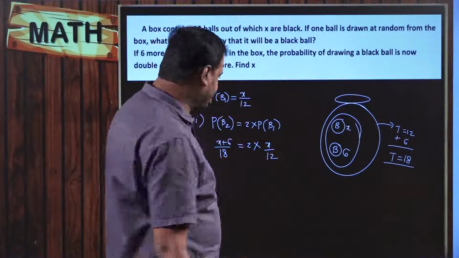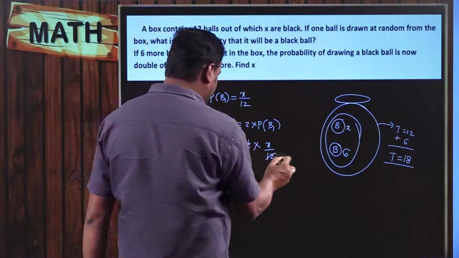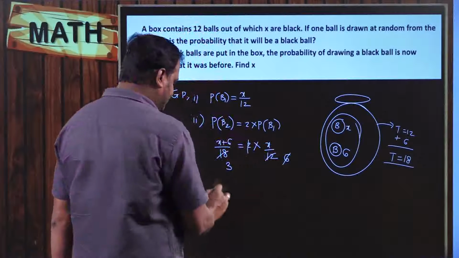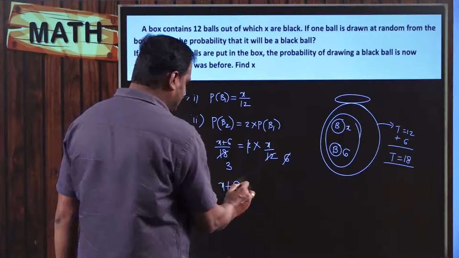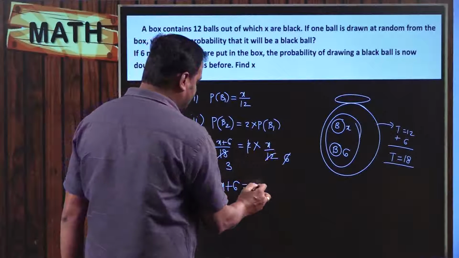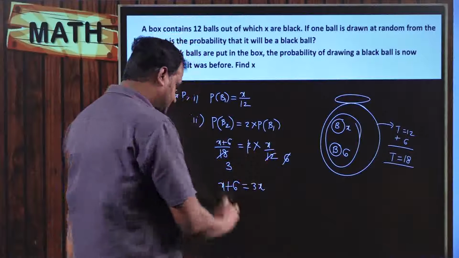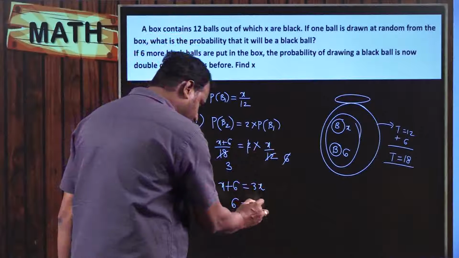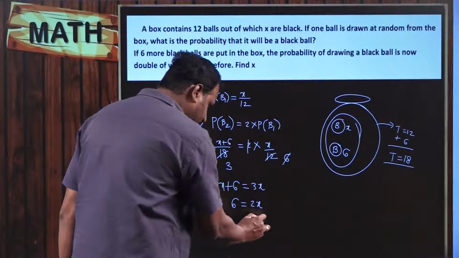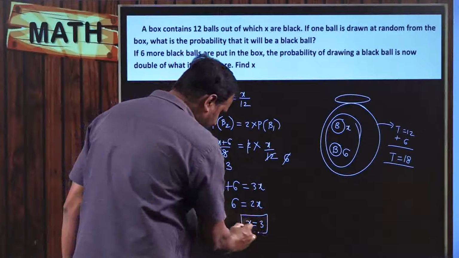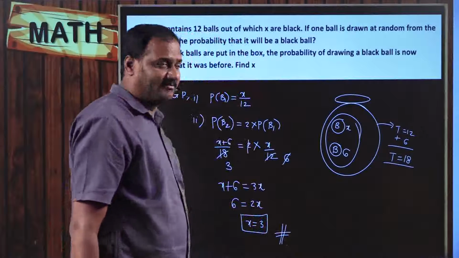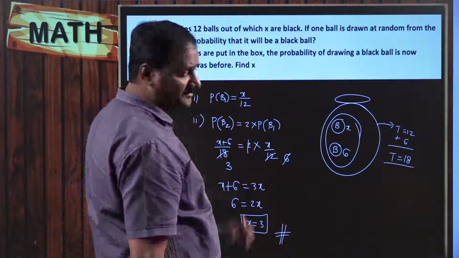Now you need to simplify this. 2 1s are 2, 2 6s are 12, and 6 3s are 18. By cross multiplication, X plus 6 is equal to 3X. Transpose X to that side, so 6 is equal to 3X minus X, which is 2X. Therefore, X is equal to 3. So what does it mean? It means initially there are 3 black balls in the box.